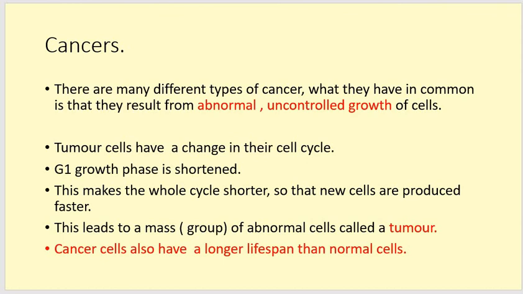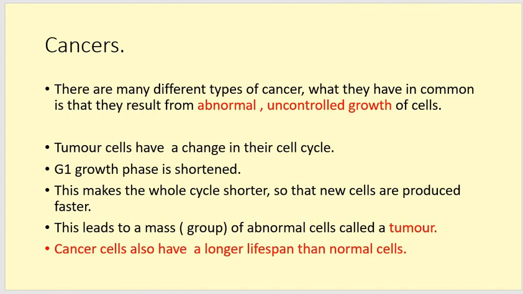So what is a cancer? A cancer, there are many different types. You get skin cancers, you can get blood cancers, you can get cancers within your body, breast cancer, bowel cancer, cancer of the prostate gland. Almost any tissue in your body can have cancer. But what they've all got in common is that they result from abnormal, uncontrolled growth of cells.